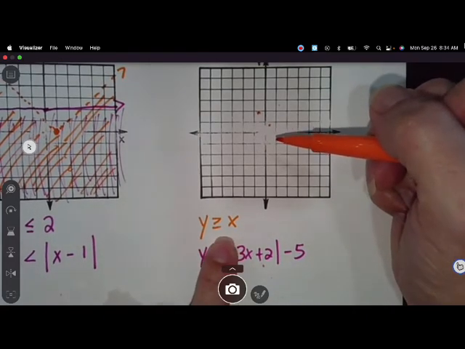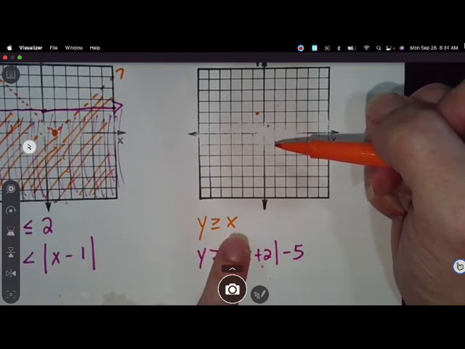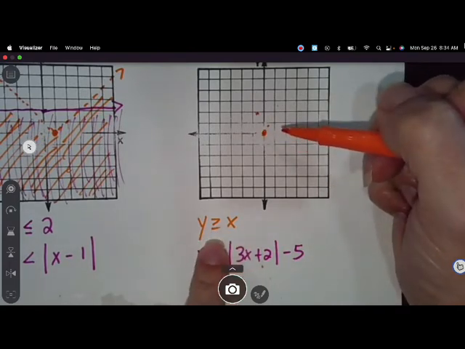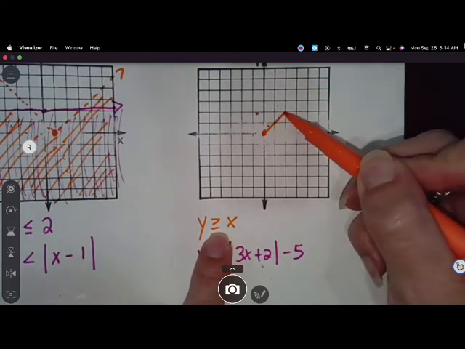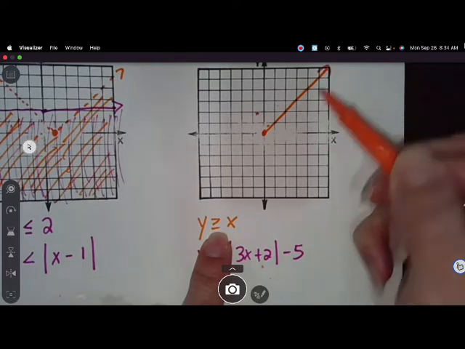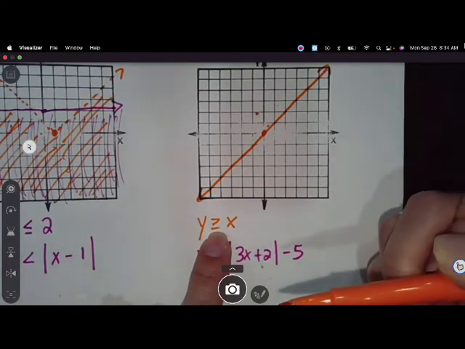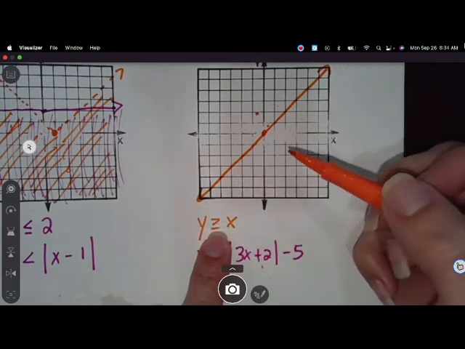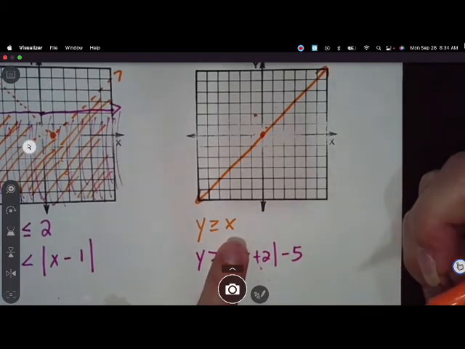All right, on this one, I'm going to go through the origin because I don't go up or down any. So I'll start at 0, and what's my slope? What's my number in front of x? A 1. Up 1, over 1. And is it a dotted or a solid line? It's a solid line. This is always y equals x. It's just a line that goes straight through the origin, because I don't have a plus 2 to take me up to start there.